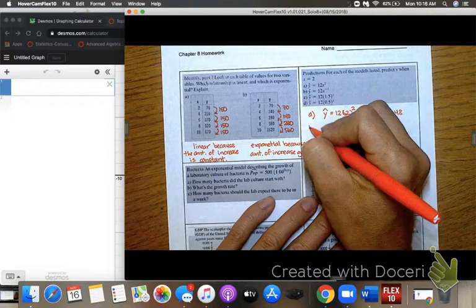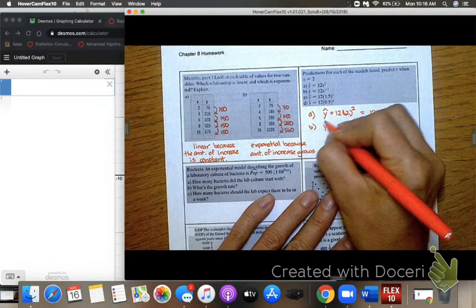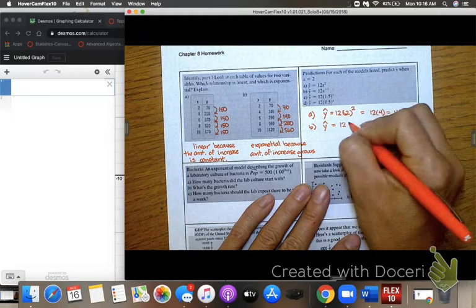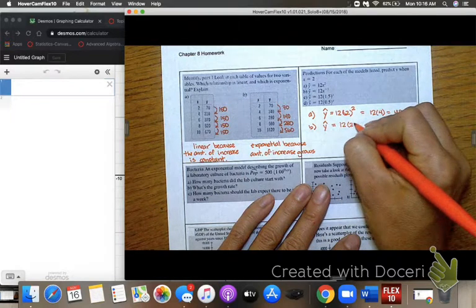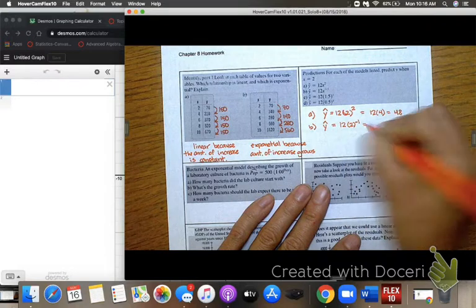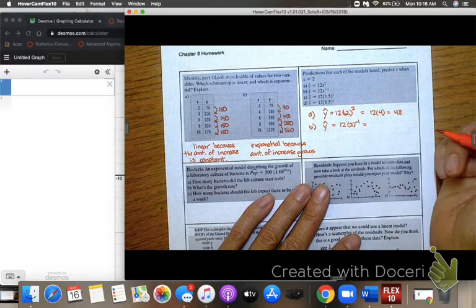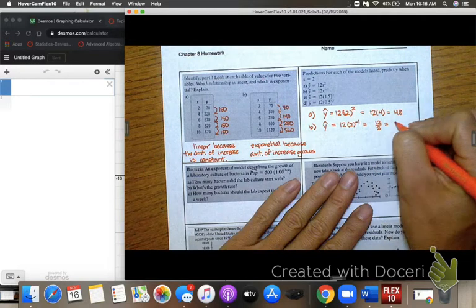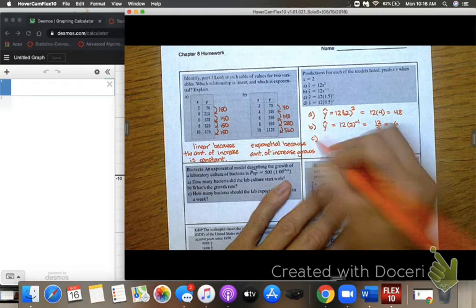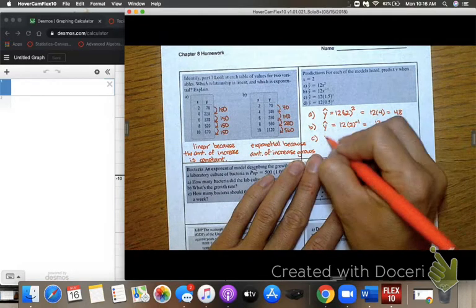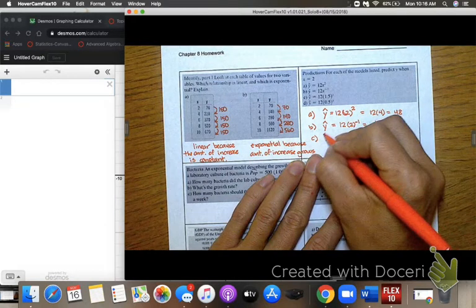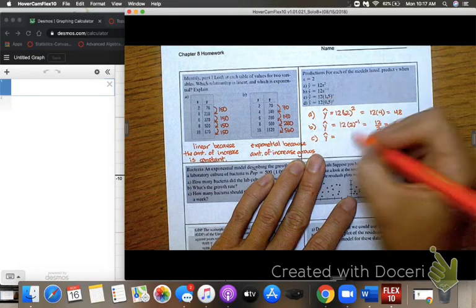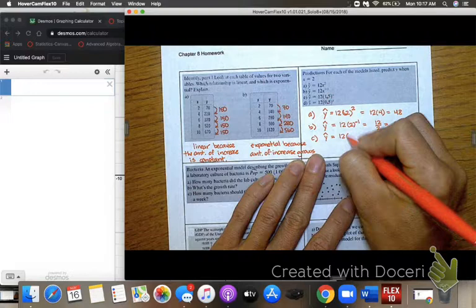We want to know what y hat is when the x value is 2. So again, 12 times 2 to the negative 1 power. Remember, when you have something to a negative 1 power, that's basically putting it into the denominator. So this becomes 12 over 2, which is 6. For part C, we're getting y hat equals, I believe there's a decimal point there and a decimal point there, 12 times 1.5 to the second power.